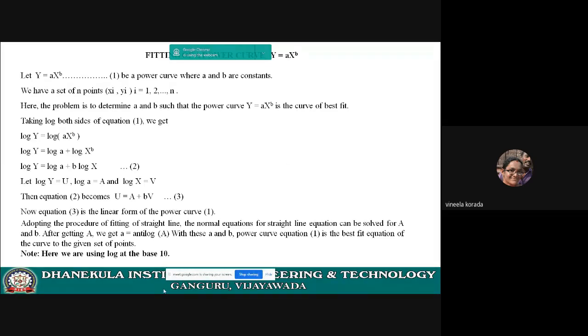This is of the form log mn. What is the formula of log mn? Log m plus log n. Yes, log mn is log m plus log n. So I must be writing log a plus log x power b.